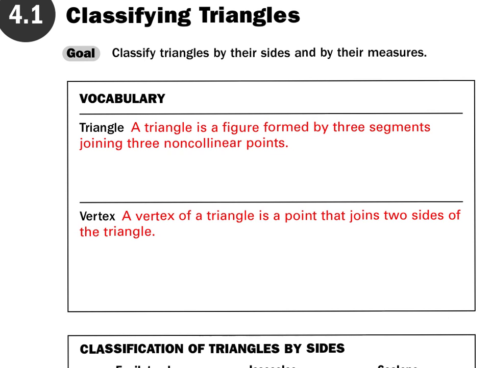But triangle is just like what this definition says. It's just a figure with three segments, and the three segments have to be joined. They're non-collinear points, and they have to be joined at the vertex. So let's dig in. Okay, just a quick clarification. Vertex, it's very intuitive. It's just these tippy points, where two sides meet.